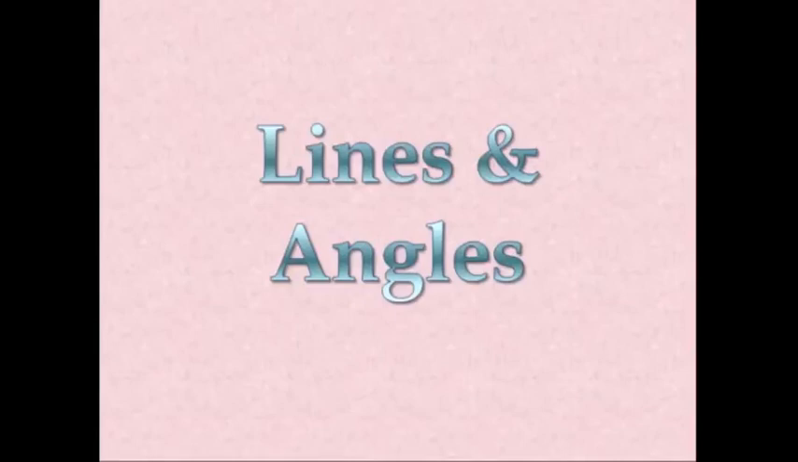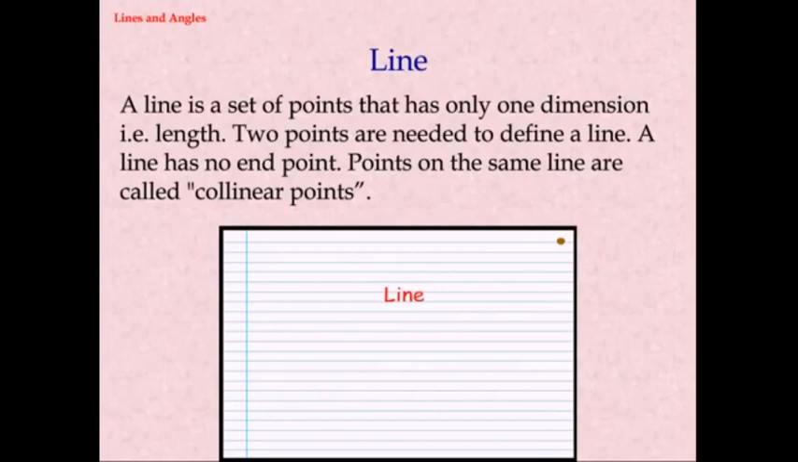Topic: Lines and angles. Line. A line is a set of points that has only one dimension, that is length. 2 points are needed to define a line. A line has no end point. Points on the same line are called collinear points.